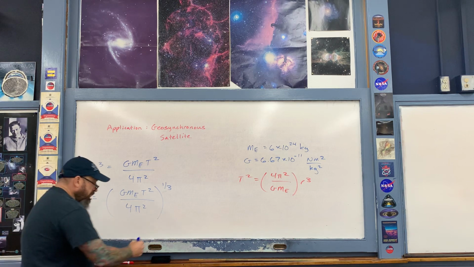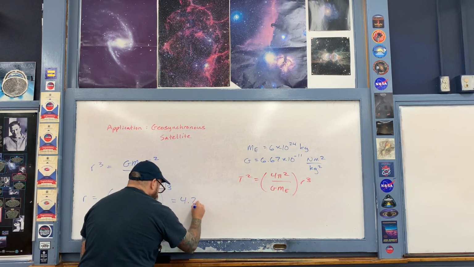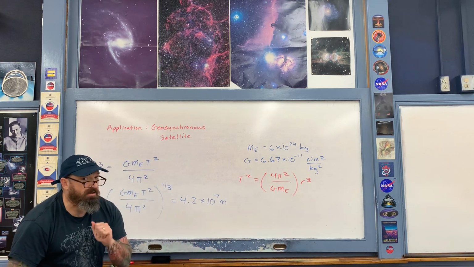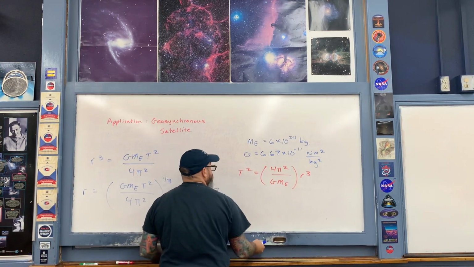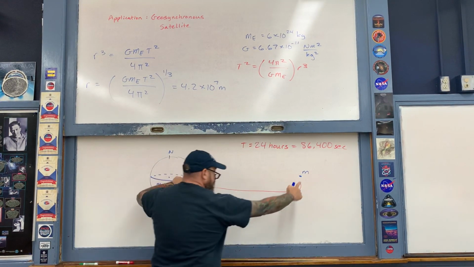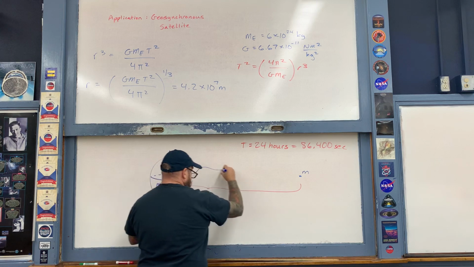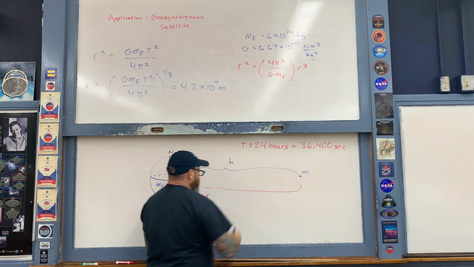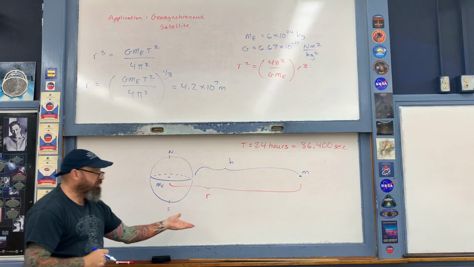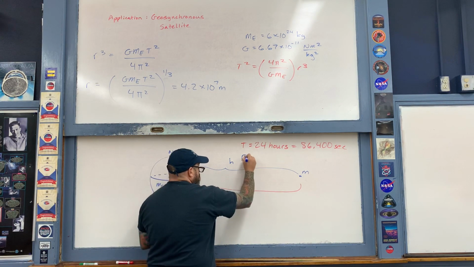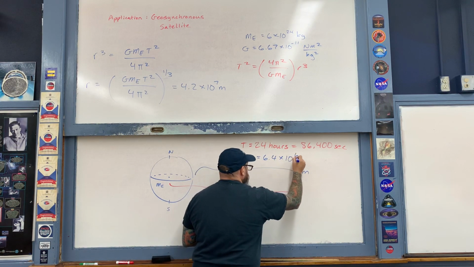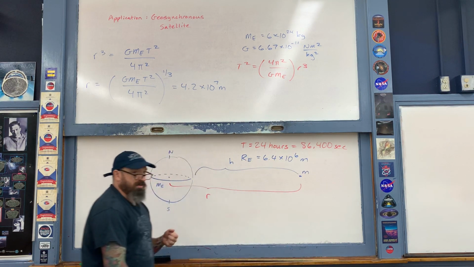And when you do, you end up with quite a big distance. It's 4.2 times 10 to the 7th meters, but that's not the altitude above the ground. The altitude above the ground, this distance here, by the way, is typically referred to as h. That distance there is equal to the small r that we just found, but now we have to subtract from it the radius of the Earth. Recall that the radius of the Earth is a known quantity since the time of Eratosthenes. It's 6.4 times 10 to the 6 meters.